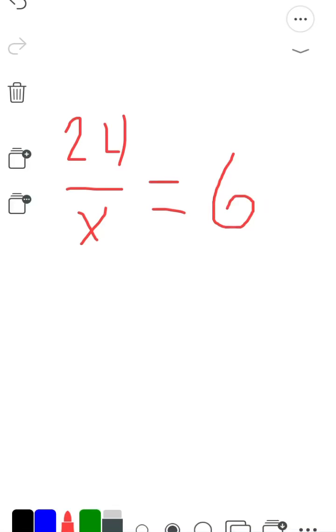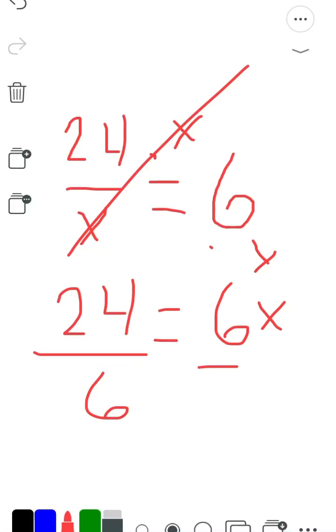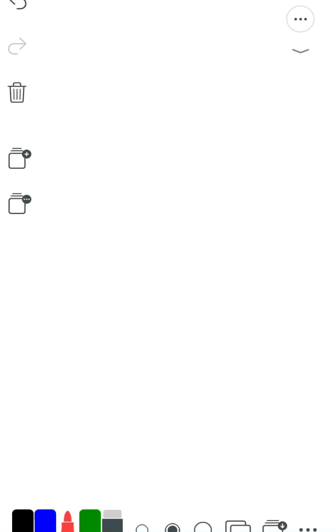So in a fraction like this, we need to get rid of the denominator. So basically we need to get rid of x, because it's the denominator, so we need to multiply by x since it's the opposite. So 6 times x is 6x. So 6 times something is 24. Now we just solve it the regular way. So we basically do the opposites, which is addition, subtraction, multiplication, division. And I did 24 divided by 6 and it equals 4.